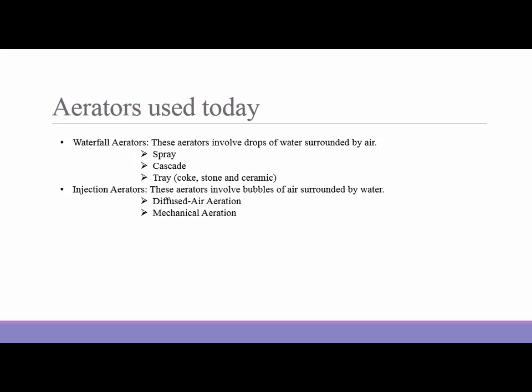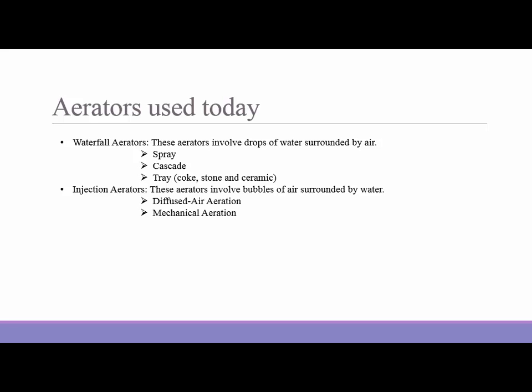And there are two basic systems of aerators used today. Those are waterfall aerators, which involve drops of water surrounded by air, and the types of waterfall aerators are spray, cascade, and tray. And the injection aerators, which involve bubbles of air surrounded by water. These two are the types of aerators we study in this course.